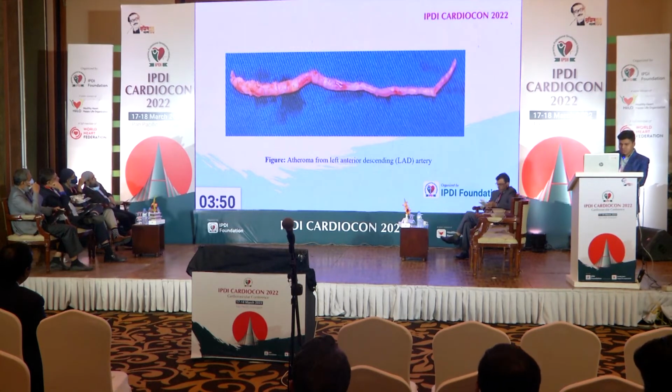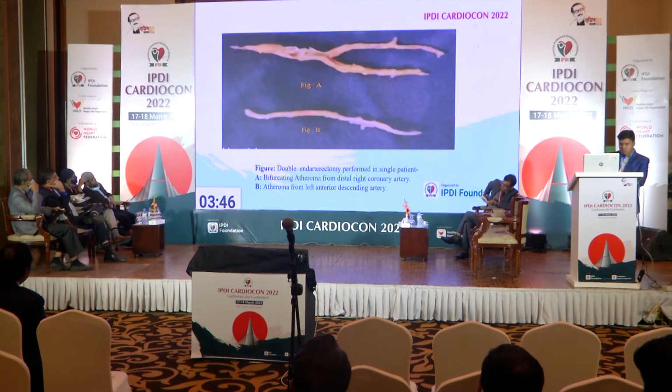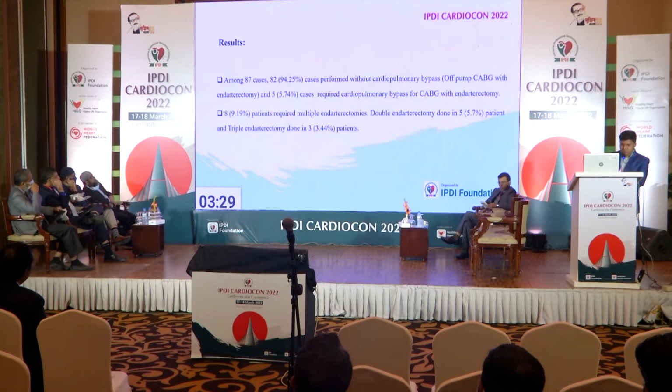This figure illustrates atheroma from the left anterior descending artery. Double endarterectomy was performed in a single patient. The figure shows bifurcating atheroma, the proximal part from the distal coronary artery and the distal part from the posterior descending artery and posterior lateral branch. Figure B illustrates atheroma from the left anterior descending coronary artery.